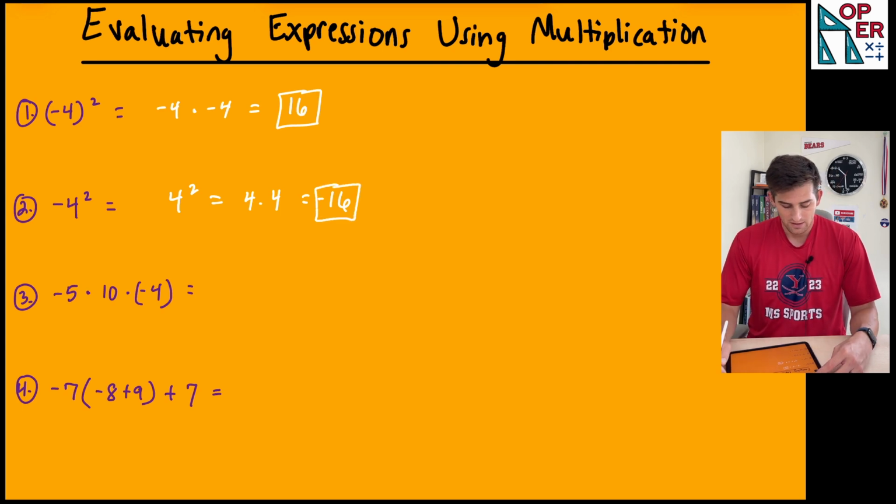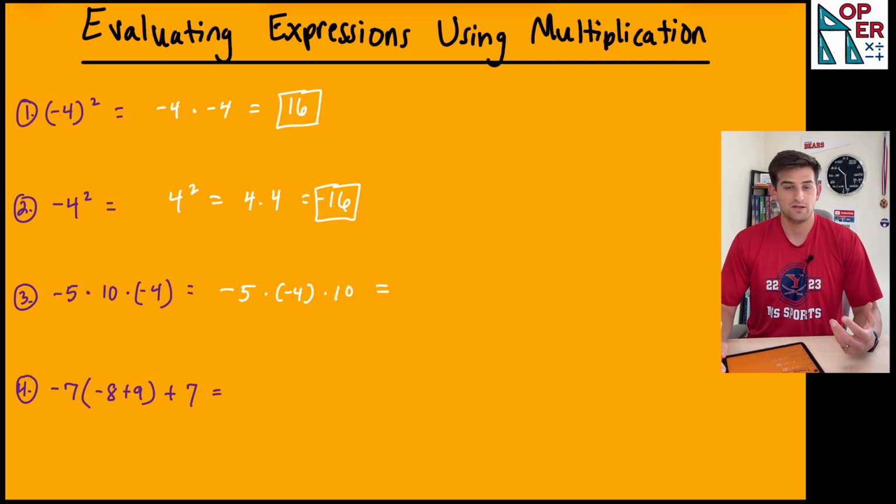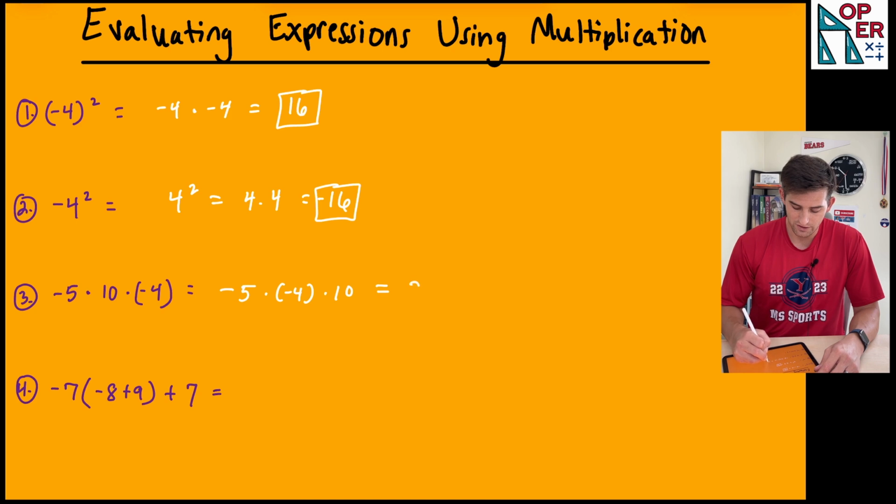Okay. All right, number 3, -5 times 10 times -4. Well, if we want to, we could rearrange these so that we're multiplying our negatives first. So we could do -5 times -4 times 10. And we know that -5 times -4 would be multiplying 2 numbers that have the same sign, so that would result in a positive product. And 5 times 4 is 20. And now we would do 20 times 10, and that would be 200.